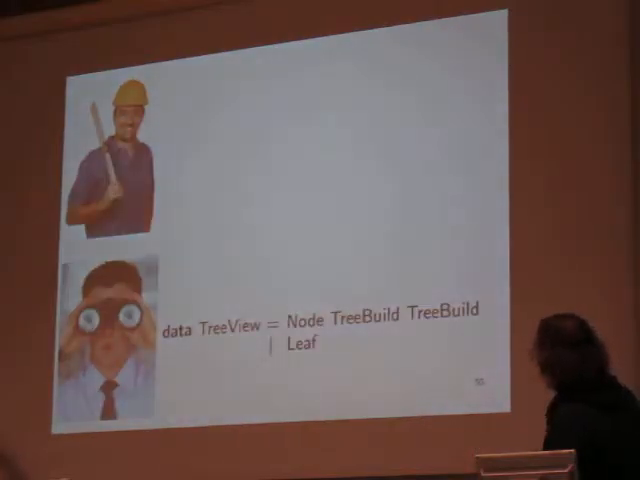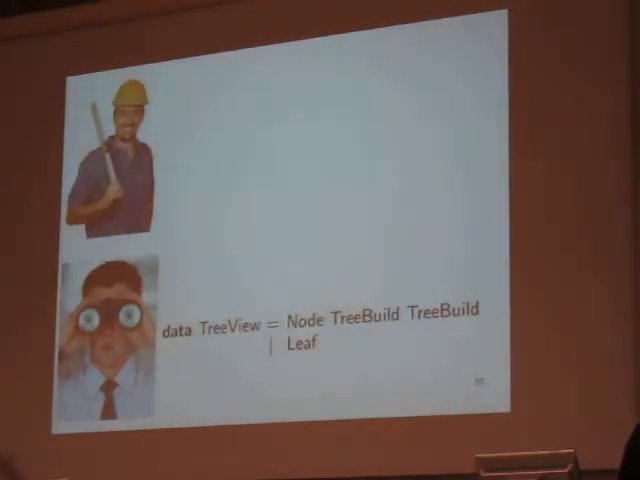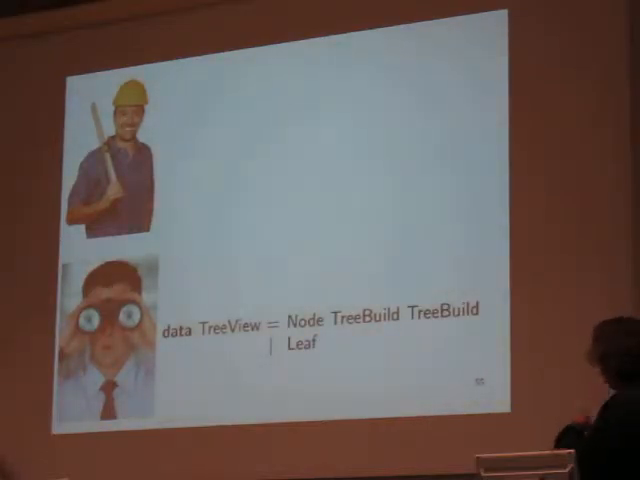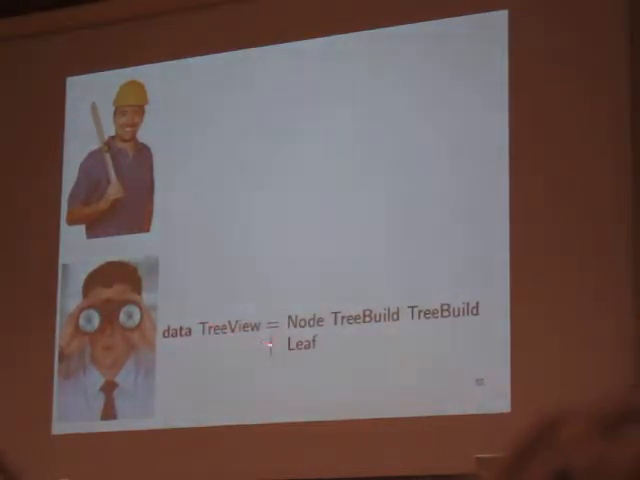So how are we going to solve this? We apply a familiar trick, namely we have 2 types, one for building and one for observing. Observing meaning pattern matching. So the view type, or the observation type, is simply the same as before, except that the children are now of the build type, right? So it's a node with 2 children which are build types, or it's a leaf.